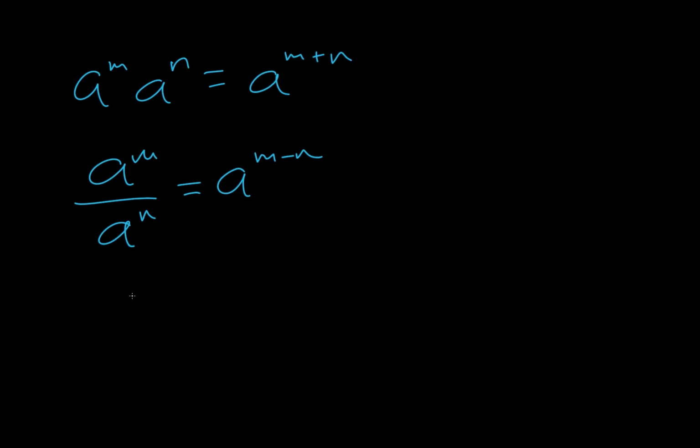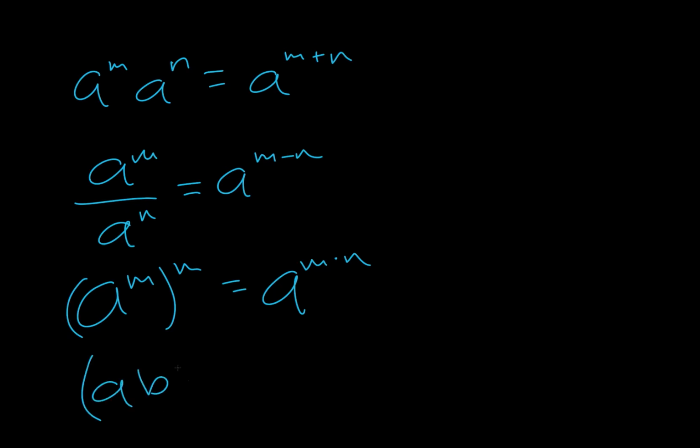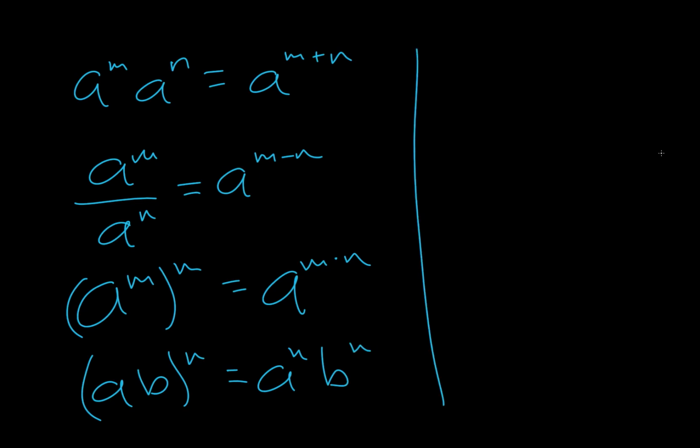If we raise to a new power, so a to the m to the n, then we multiply the exponents. If we have two things raised to an exponent like that, two things being multiplied together, we can distribute that exponent. And similarly, if we have a fraction, we can distribute the exponent to the top and the bottom of the fraction.